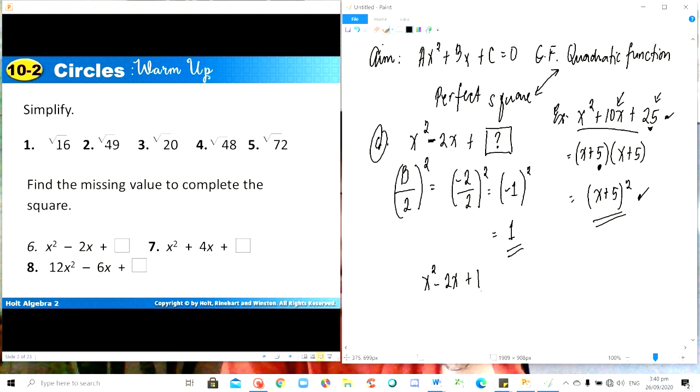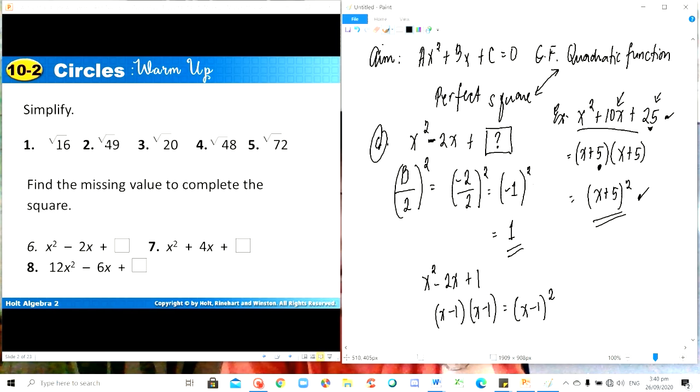So how do you write this now in its factored form? You simply write it as x minus 1 times x minus 1 when you factor it, or x minus 1 squared.